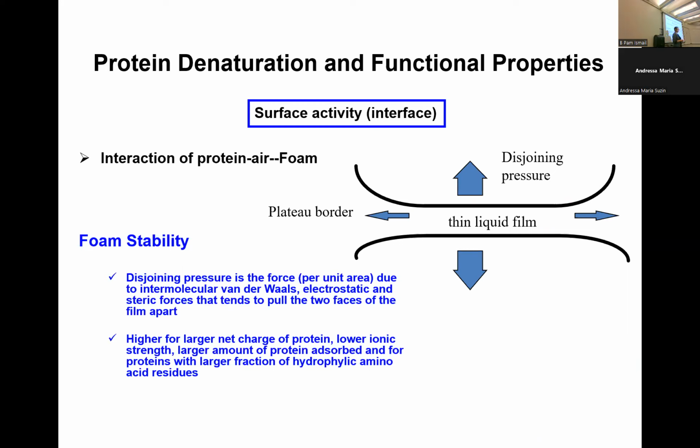You know what steric forces are? Yeah? Are you familiar with them? It's okay if you don't know.